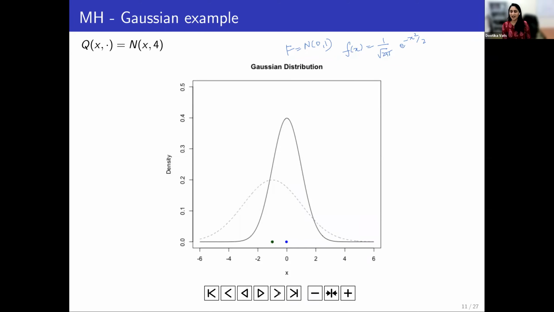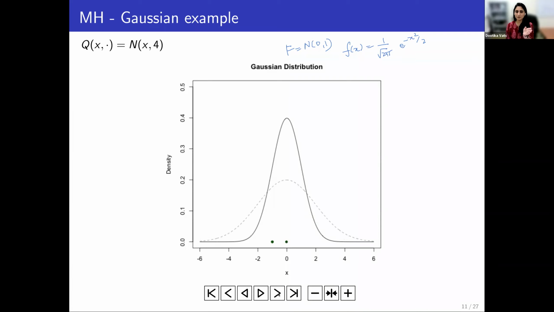Hopefully very soon, there we go. We've proposed a value that is in a higher area under the target black curve, and so now we're certainly going to accept it. It's not like we'll never accept points that are far away. We will accept those points, but not as frequently. Now this will be coded as green, and now we move.